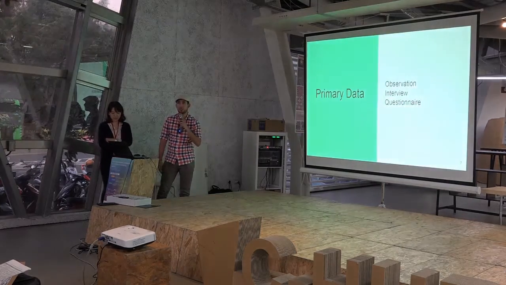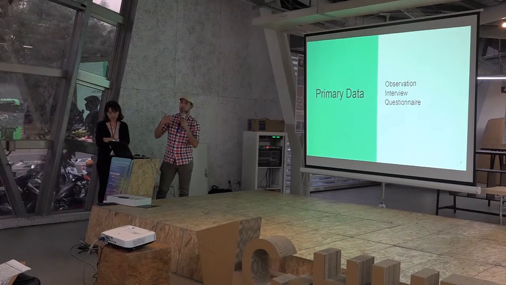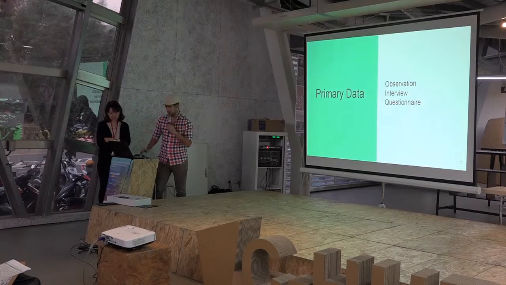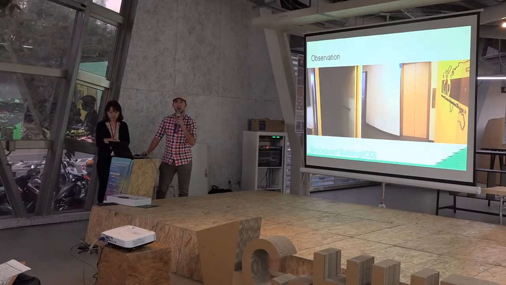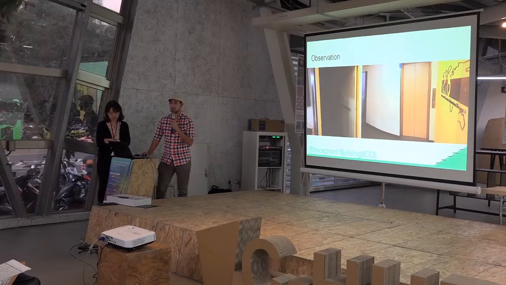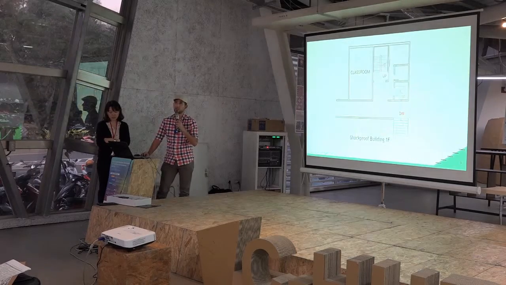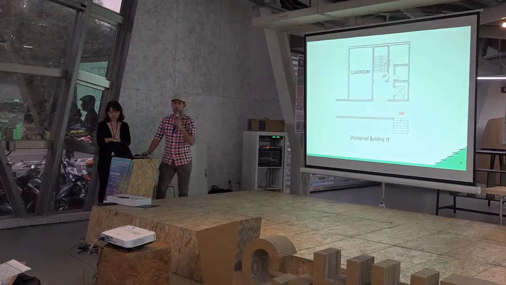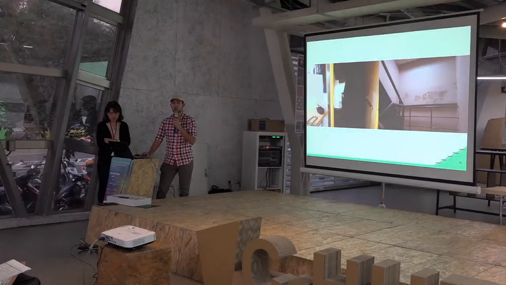Now we have the primary data: observation, interviews, and questionnaires, which we did prior to starting the whole project. We have 3 points of observation. This is the ICAD scenario, where we have the Shuprok building, and the elevator is very close to the stairs. Now this is a little map of the place. As you can see, the elevator is pretty close to the stairs. Now these are some pictures of the empty space.